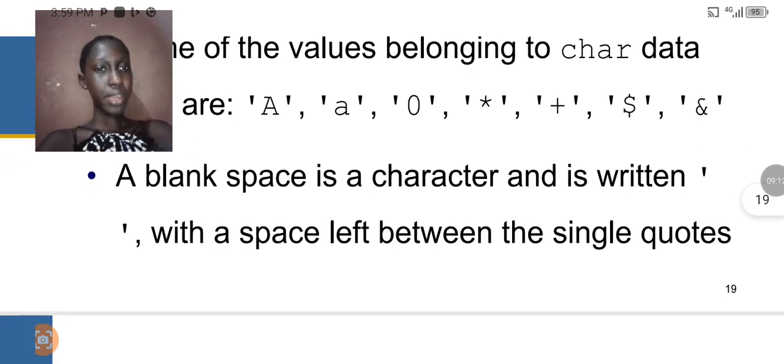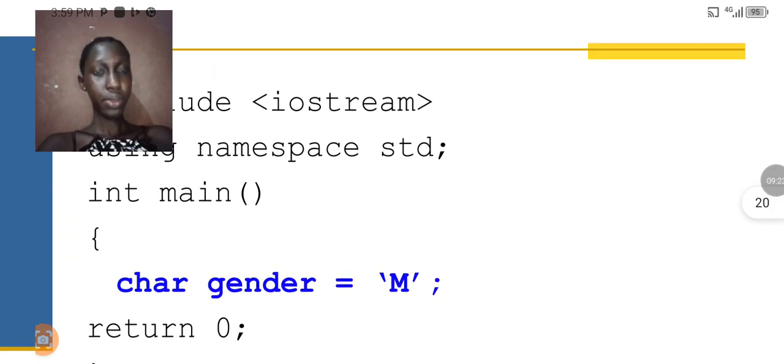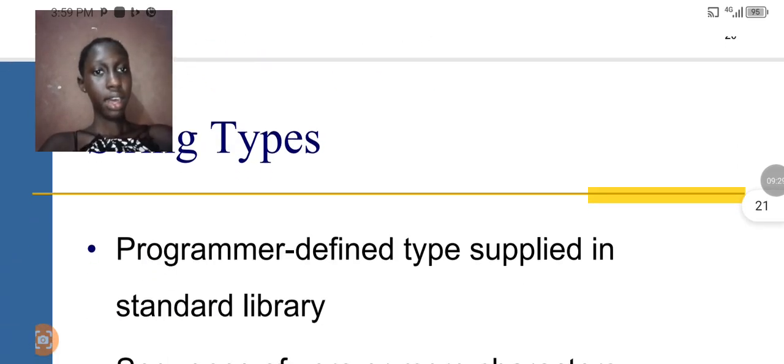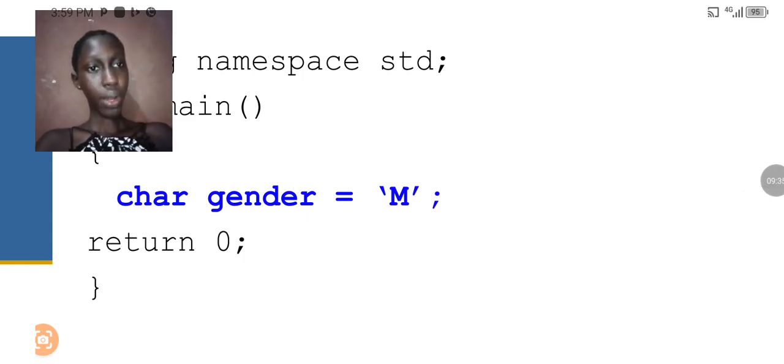Now, a blank space is a character and it's written as just a blank space, with a space left between the single quotes. So this is an example of a character data type, with single quotes for the M. And note, a character cannot take a word, so it takes only a symbol or a letter.